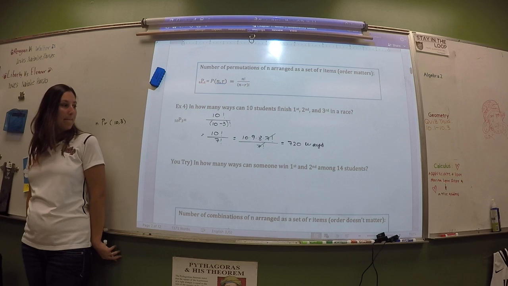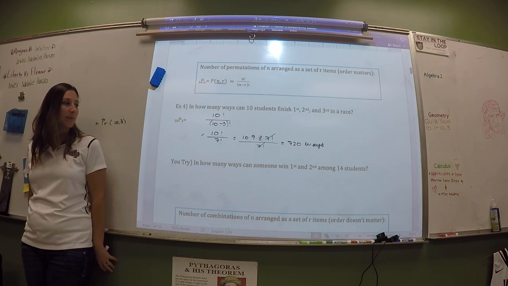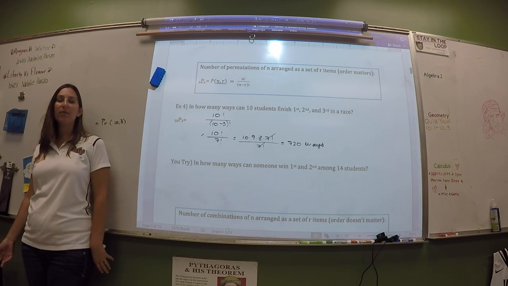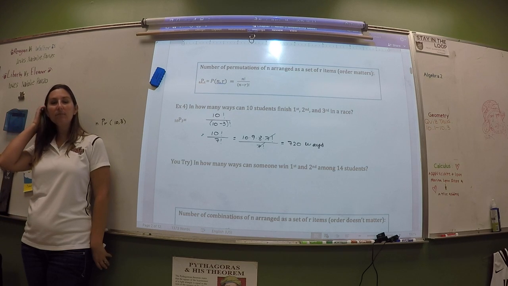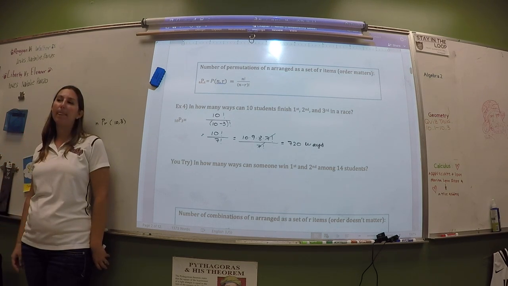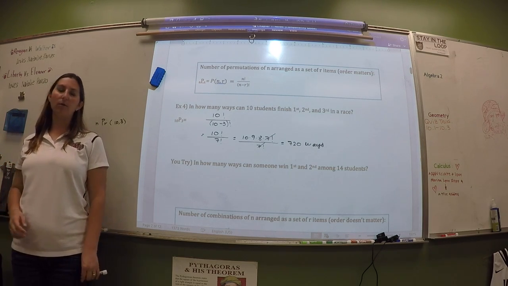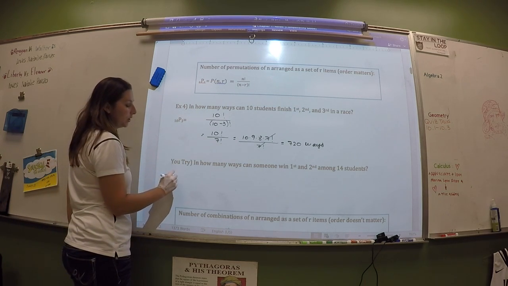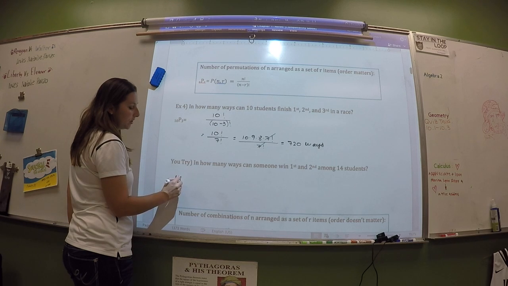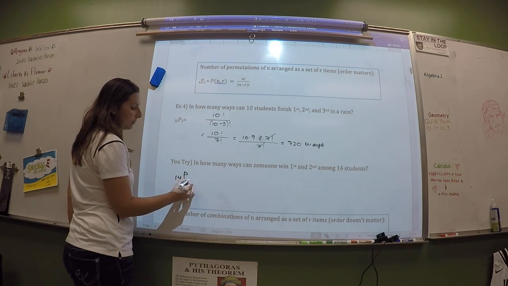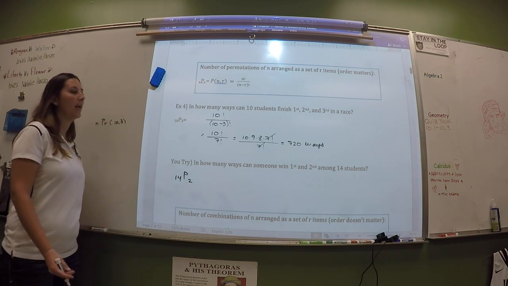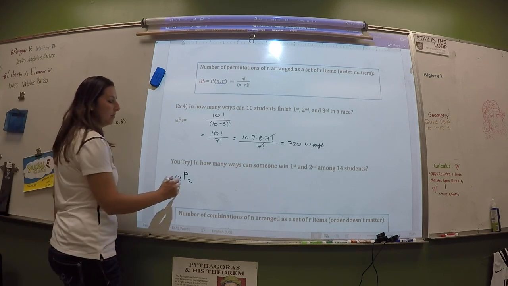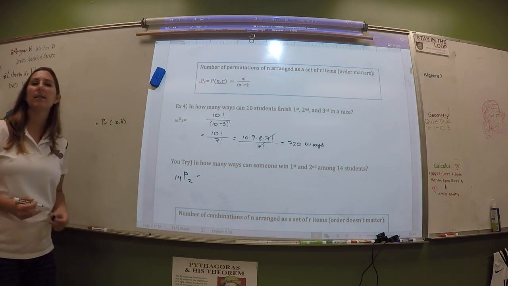Madison's in Tennessee. So if it says how many ways can someone win first and second, what's the difference? The r is 2. And then it says among the 14 students, so we're going to do a permutation of 14 people taken twice, and go ahead and simplify.